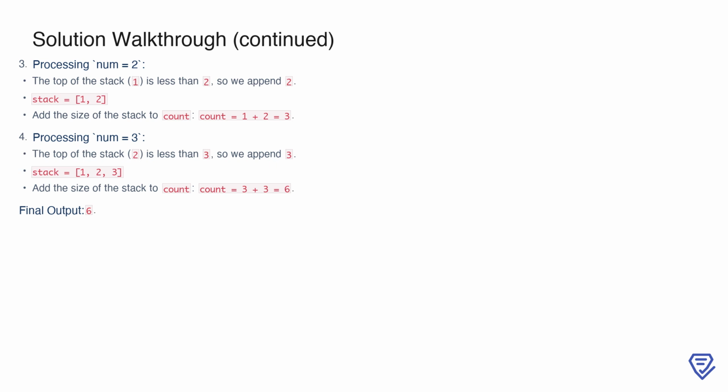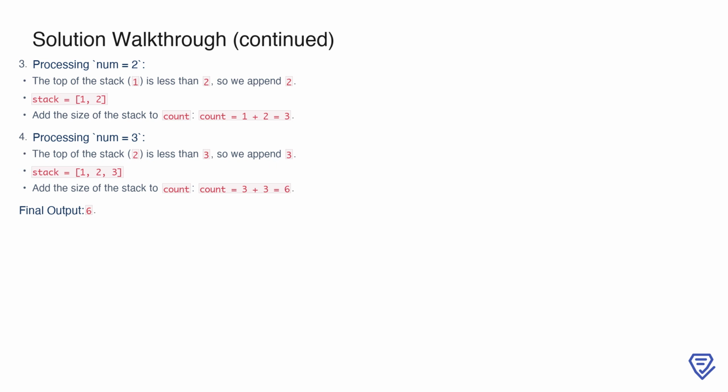Next, in the third example, we process 2. The top of the stack, 1, is less than 2, so we append 2 to the stack. The stack becomes 1, 2. The size of the stack, which is 2, is added to the count, bringing the total to 3.